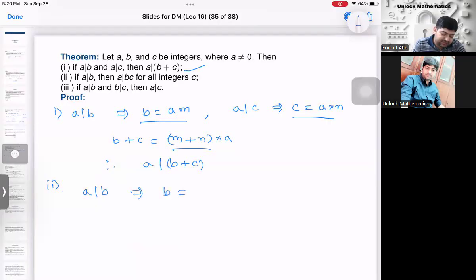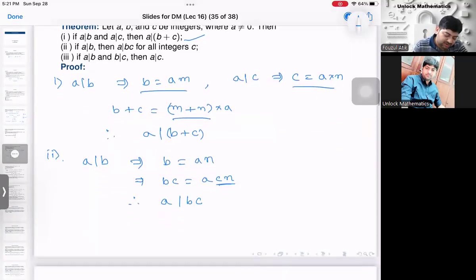So I can easily write b is equal to a into n. Now what is your job? You have to prove that a divides b into c. Okay, so what you will do? You multiply both sides by c. So you can write b into c is equal to a into c into n. Now b into c you have written in the form of a times c into n. Right? So it's a multiple of a. Therefore you can immediately declare that a must divide b into c. Right? So easy, very easy.